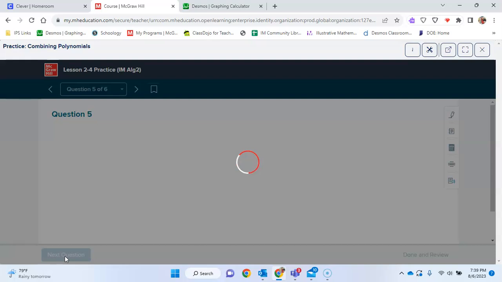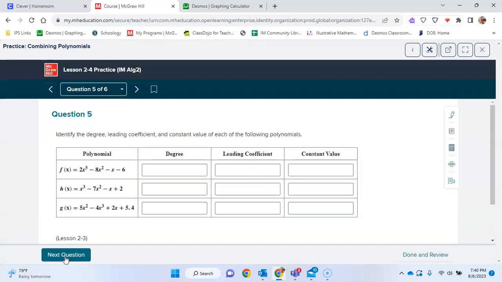Question 5. Identify the degree, leading coefficient, and constant value of each of the following polynomials. All right, the highest exponent for f of x is 5, so the degree is 5. The highest exponent for h of x is 3, so the degree is 3. The highest exponent for g of x is also 3, so the degree is 3.